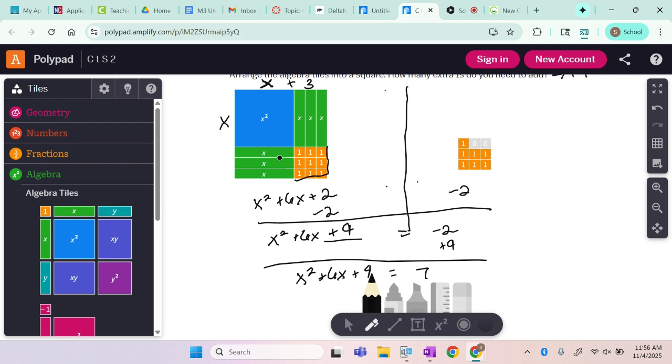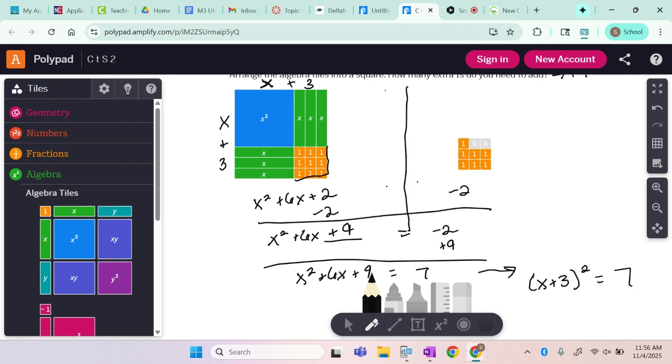What about here? x times what gives us 3x's? 3. And if we check, 3 times 3 gives us 9. So this can be rewritten as x plus 3 squared is equal to 7. And we've completed that square.